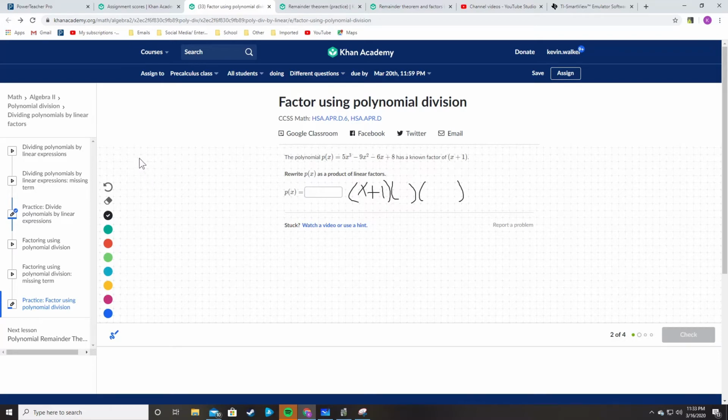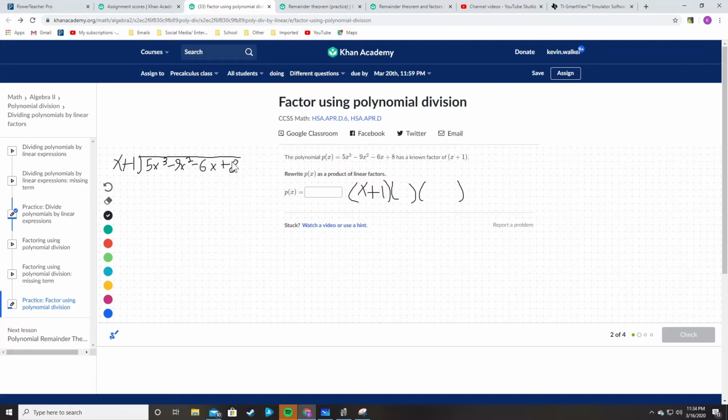For the sake of time, I like personally using synthetic division now that we've talked about this, but I understand some of you guys like using the long division form. So what I'm going to do, I'm going to show you both ways again. So if I do x plus 1 over here, that's what we're going to do. We're going to set up our division house. And we got 5x to the third power minus 9x to the second minus 6x plus 8.